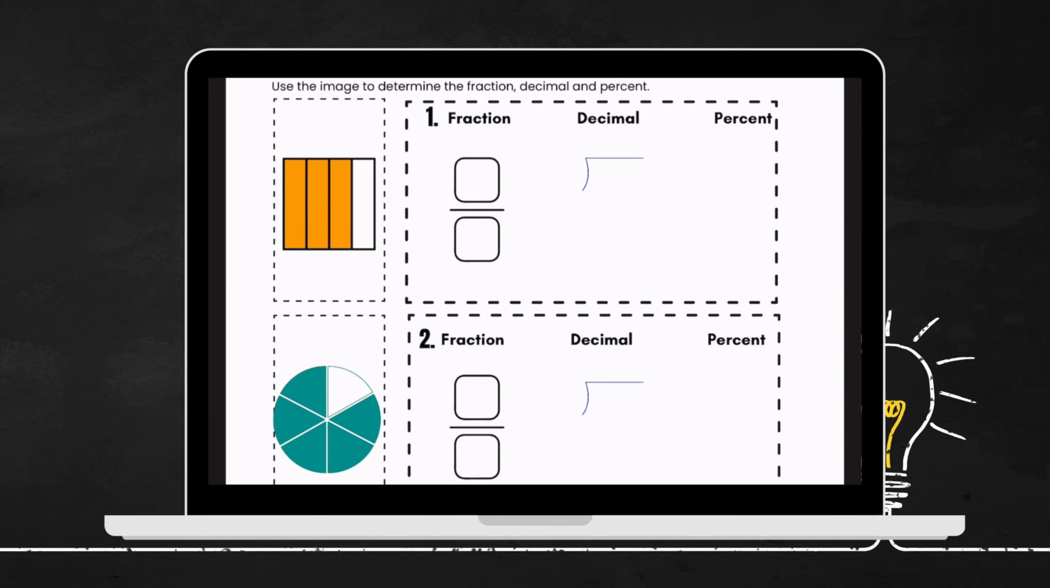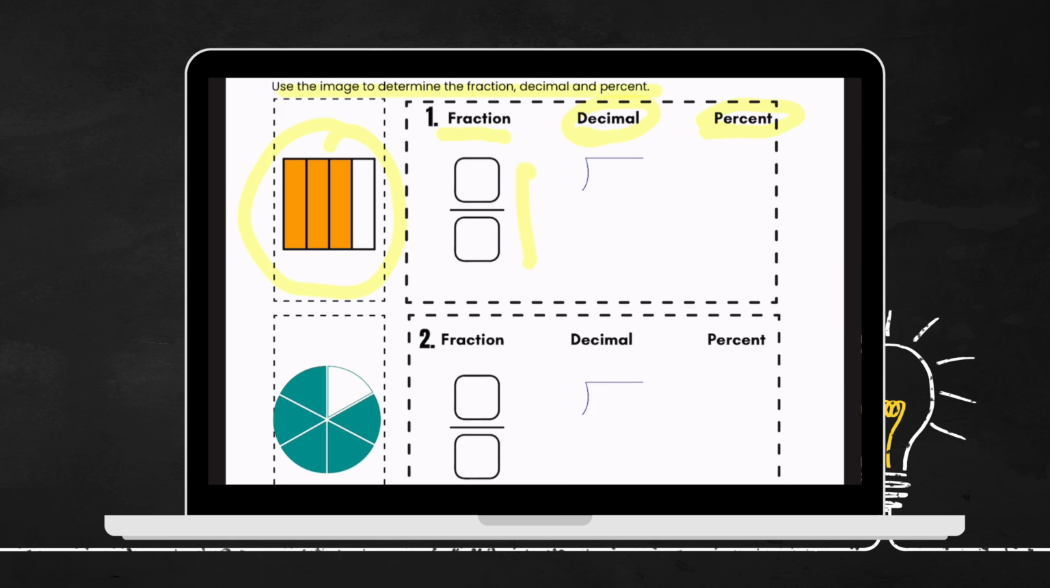Now I'm going to give you a picture. That's what you're going to start with. You are going to write the fraction based off of what you see in the picture. So we'll go from the fraction and then you're going to convert it into a decimal, and from there we'll write it as a percent. So use the image to determine the fraction, decimal, and the percent.